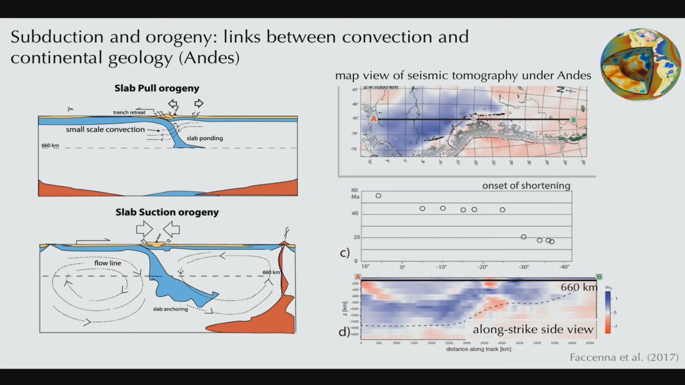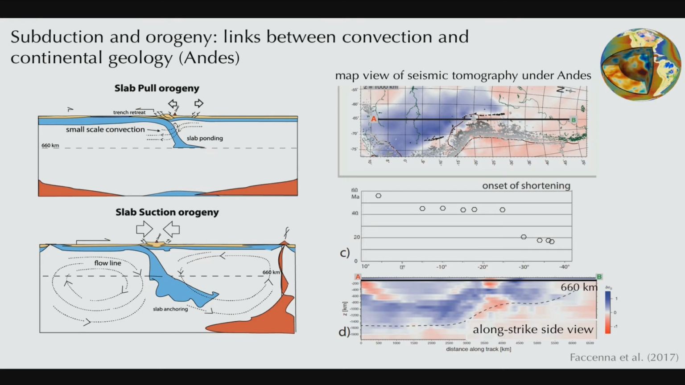Another place to look at this, where we might be seeing a spatial progression of slab penetrating through 660, is along South America, looking at the Andes, Cordillera. Then when we go from north to south, it appears that the slab goes through 660 in the north, sits on top of 660 in the south, and there may be a correlation with the timing of onset of shortening, where the onset of shortening and mountain formation in the north was earlier than it is in the south.